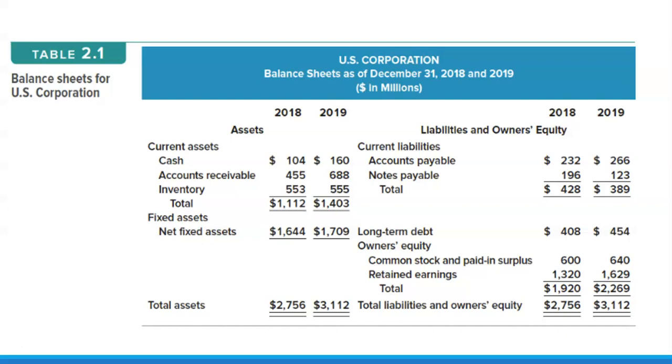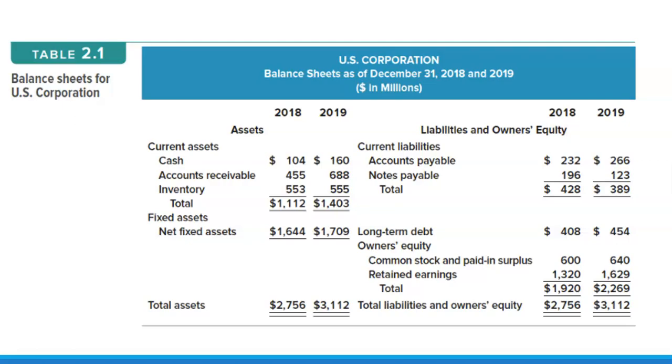This is an example of a balance sheet for a generic corporation the textbook has created to look at the analysis of various things within this chapter and future chapters. So we have U.S. corporation, we have information for 2 years. This is a side-by-side balance sheet where assets are shown first and then liability and owner's equity are on the side.